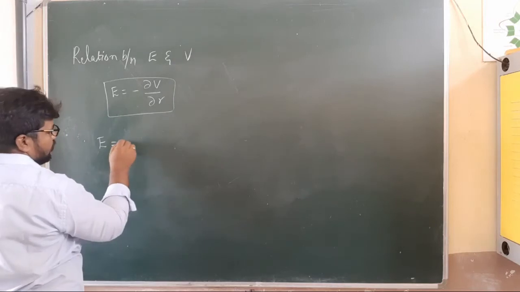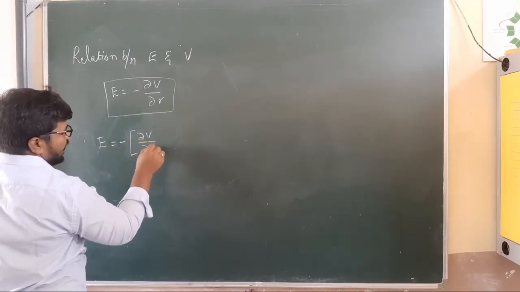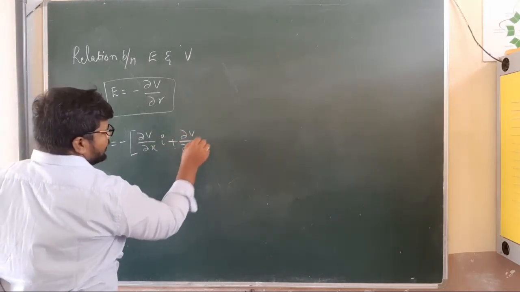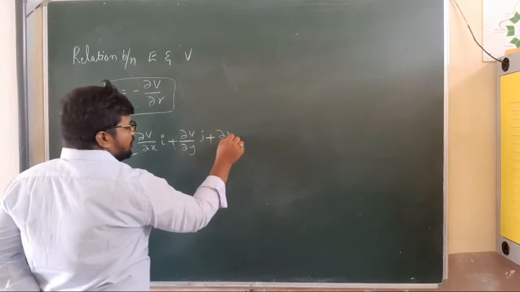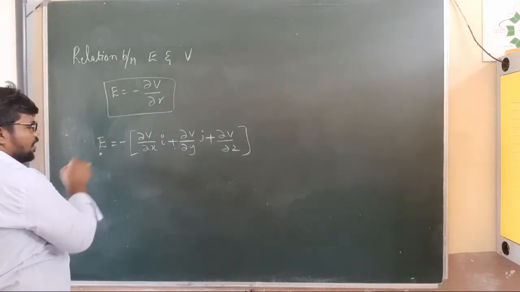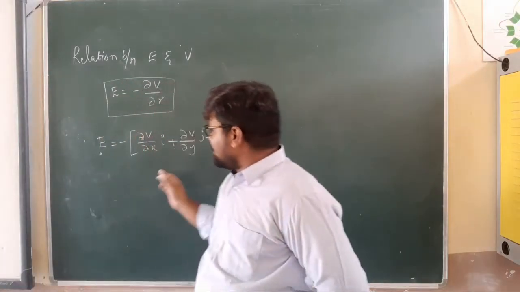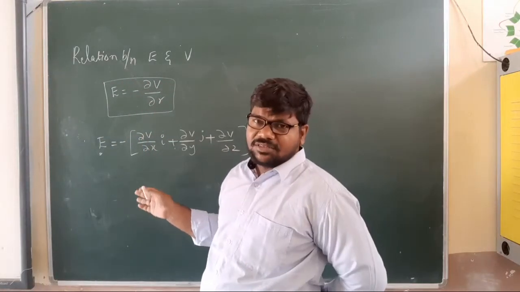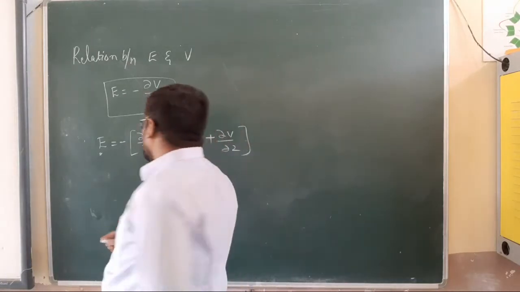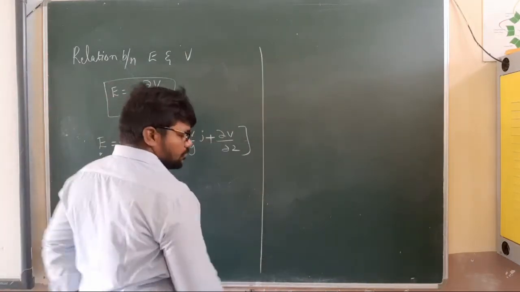Electric field is equal to minus of dou V by dou x i cap plus dou V by dou y j cap plus dou V by dou z k cap. So this is the vector formula, the important formula. From this we have to do one example. I will write the example problem here.